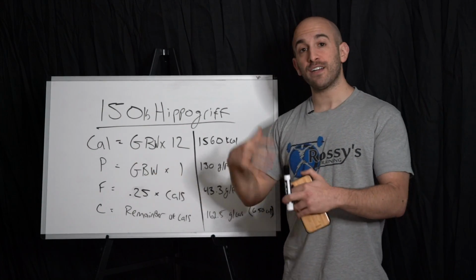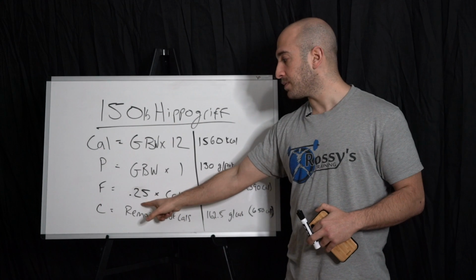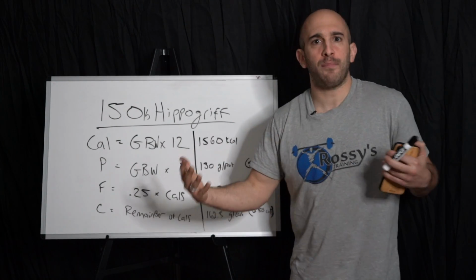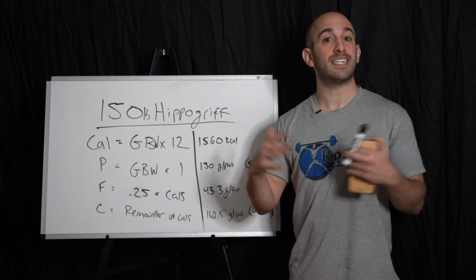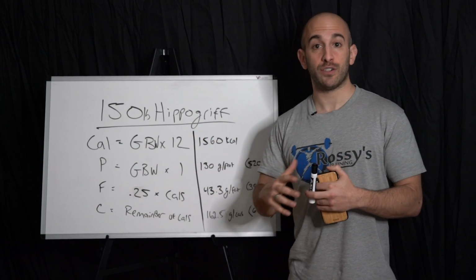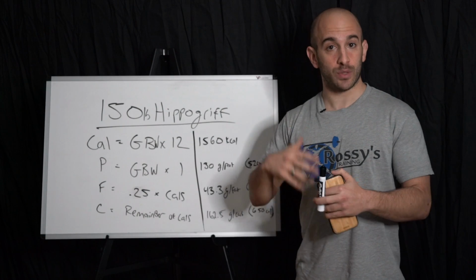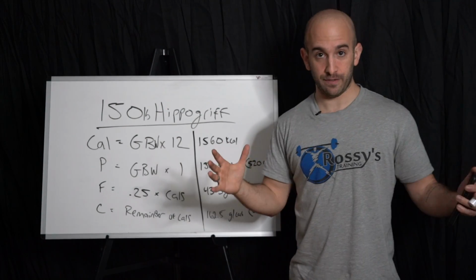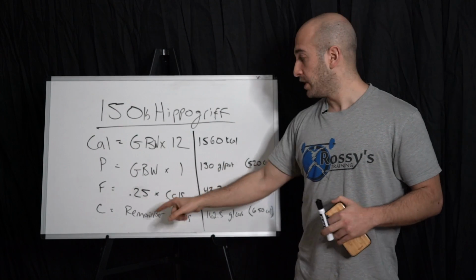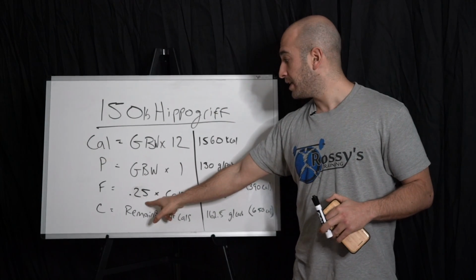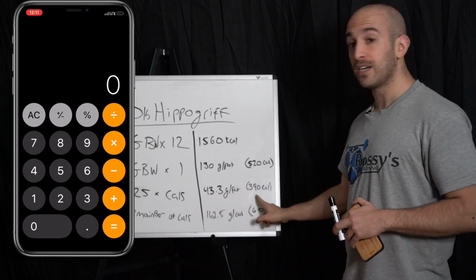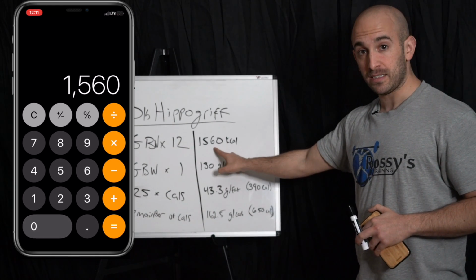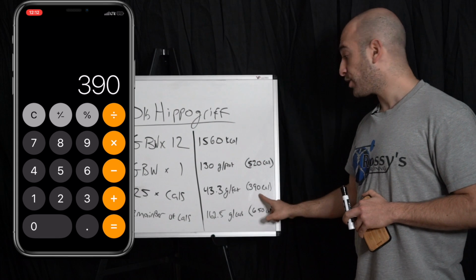For fat, in order to get your fat intake, we're going to multiply 0.25 by the total number of calories. Now, a lot of people are going to go, well, why 0.25? It's a different discussion for a different day. Generally speaking, if you're not on a ketogenic diet, if you're including carbohydrates, anywhere between 0.2 to 0.3 is totally fine. So I went right in the middle, 0.25. So you multiply 0.25 times 1560, you do this on your calculator right now, and you get 390.